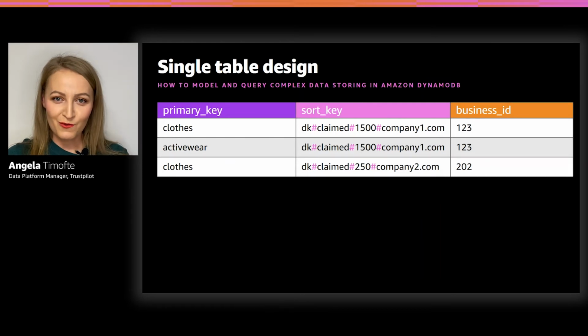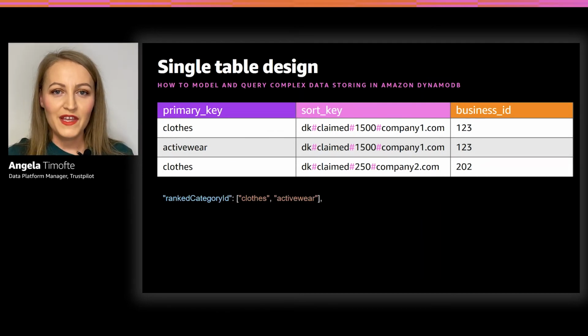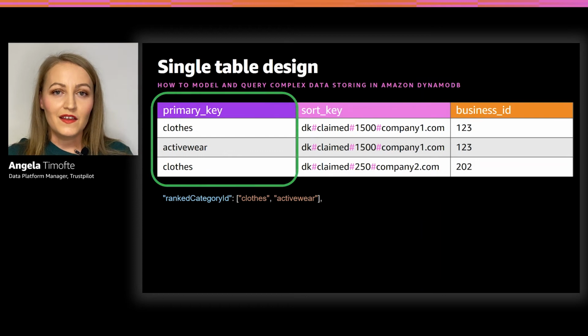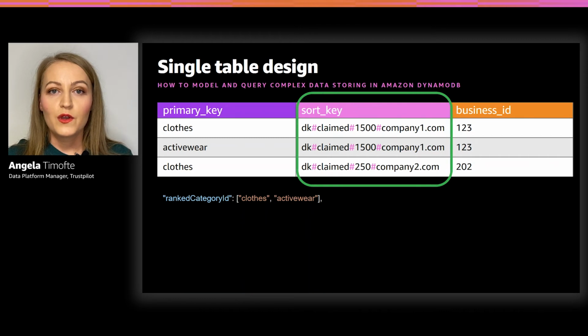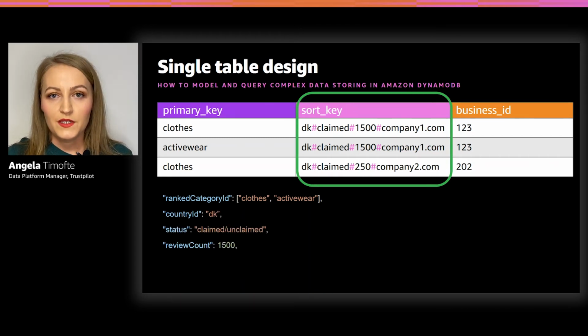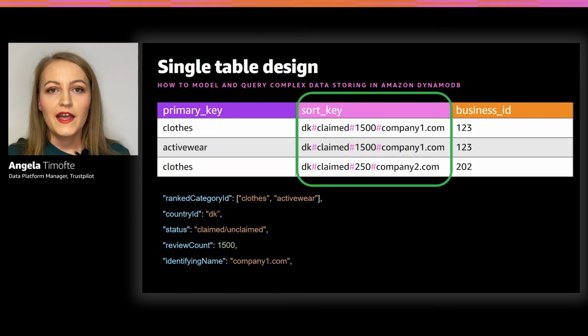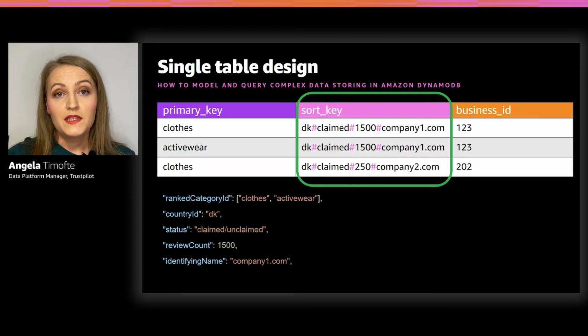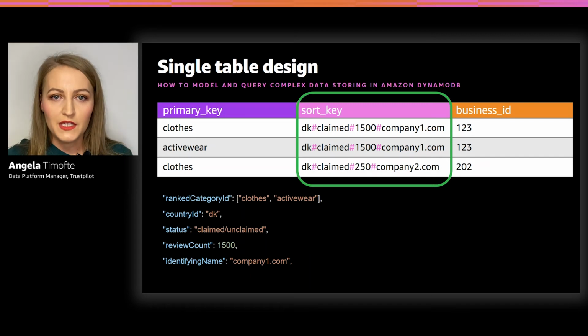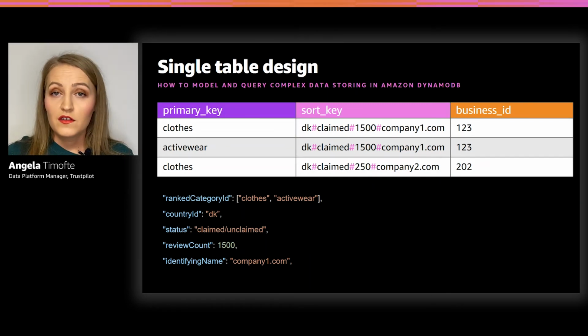But now let's look closer at what exactly we are doing here. We have decided to use the category list as the primary key, then a sort key in which we are going to store the country, the status, the number of reviews, and the identifying name. The reason why we put the identifying name in there is to make the combination between primary key and sort key unique. And that's something that you have to consider when you save data in DynamoDB: that combination is unique. And then the third column is for the business ID.